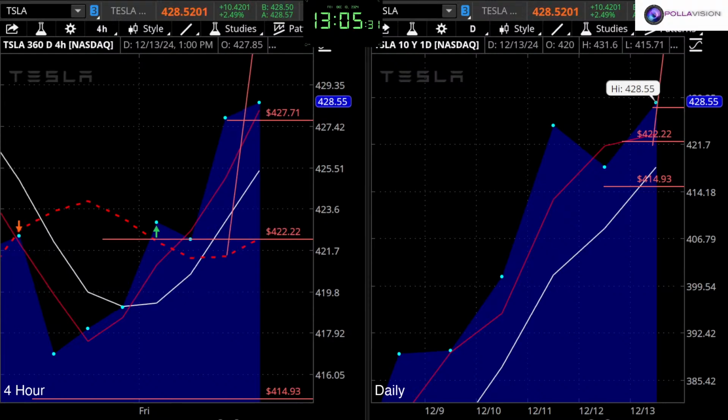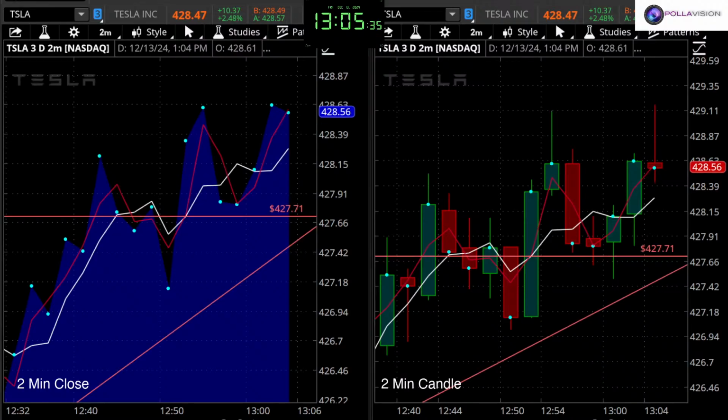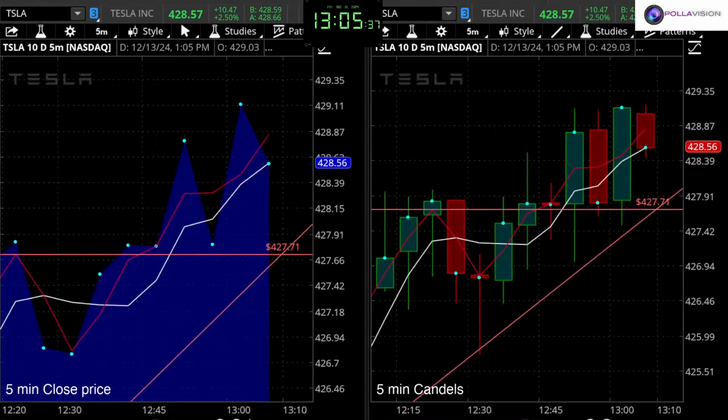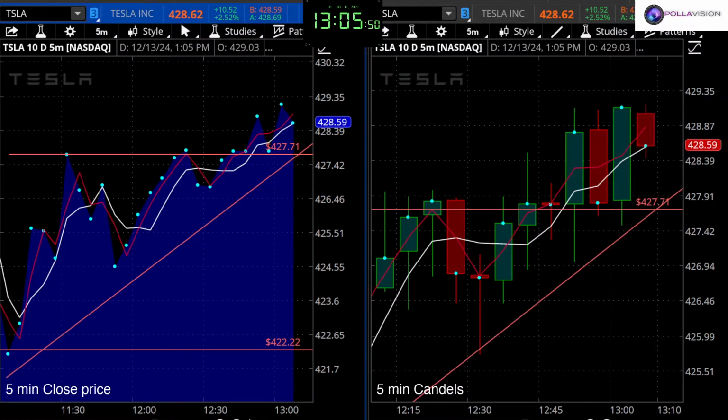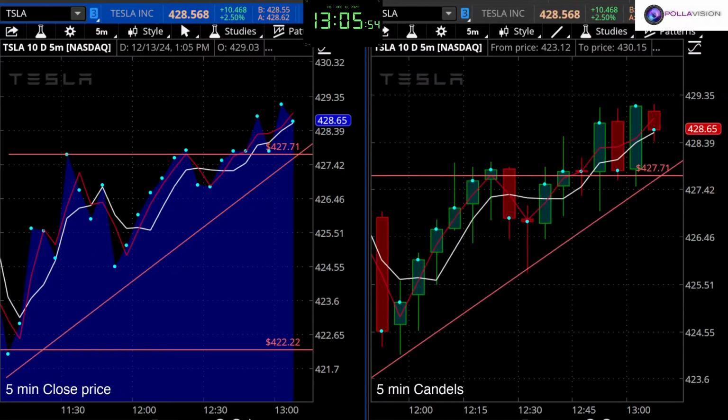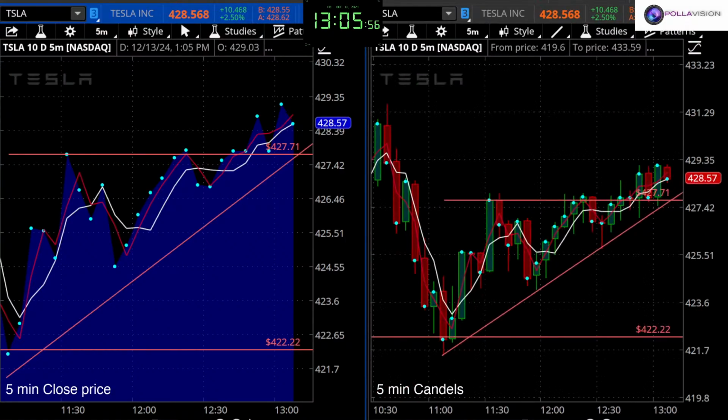Well, I'm just going to leave it with you. We're going to put it on the 2 minute chart. Let's make it the 5 minute. That's less volatility. So watch this chart on the left for closing price. And then watch the one on the right, looking at your candles. Look at that nice movement up.